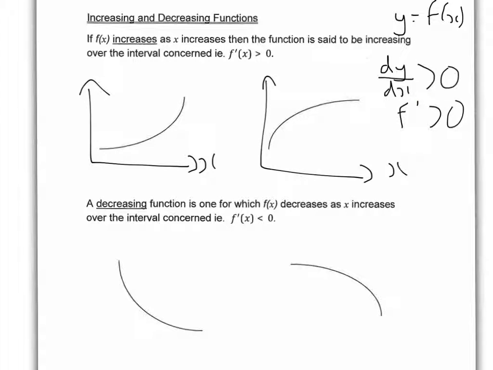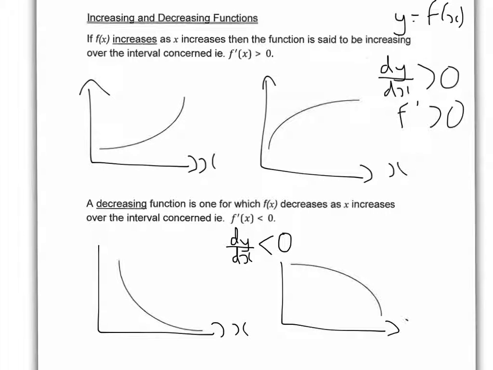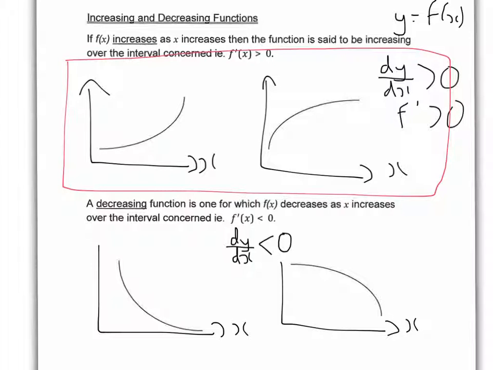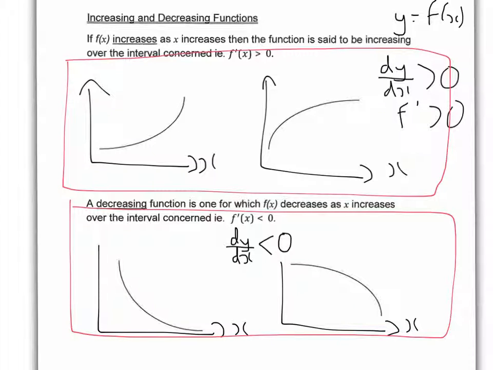Let's look at these ones down here. So first of all, we'll translate that statement in dy dx notation. That says that dy dx is less than 0. And we're now talking about decreasing functions. Both of these functions here are decreasing. And the reason is that for both of them, as x increases, the value of the function is going down. Here, as x increases, the value of the function is going down. So we'll group those two together. They are increasing functions. And these two down here are decreasing functions. And what tells us whether they're decreasing or increasing is the value of the gradient.